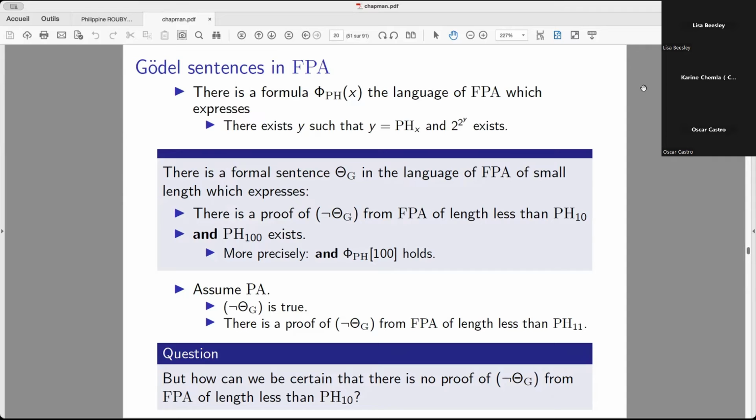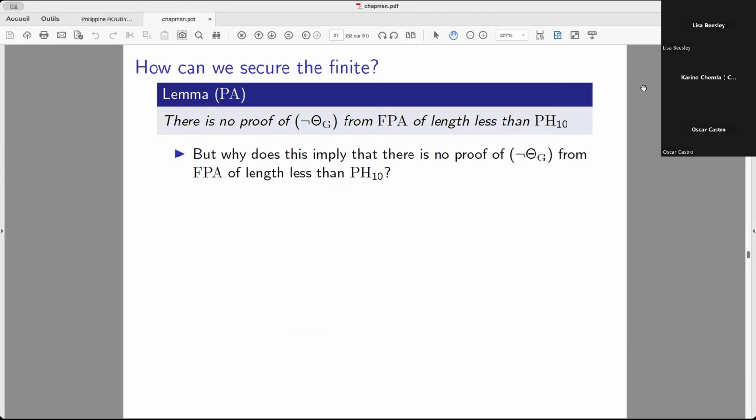So through the lens of FPA, why should these be a consistent notion? It's only through the lens of, well, it's not even really PA, but well, for these it is. PA can prove accessibly that PH100 exists. You can write it down, and it's not too long. So how can we secure the finite? Well, there's no proof of not theta G from FPA of, we need to know this. But it's the theorem of PA. That's not helping us. Why does it imply there's no proof of not theta G from FPA of length less than PH10? There's one from PA.